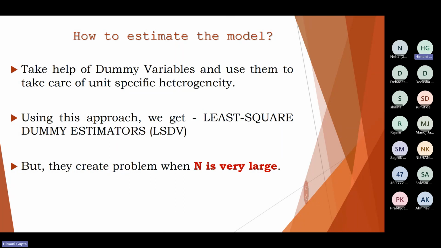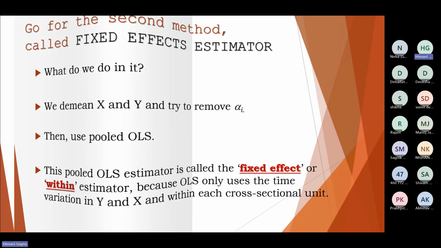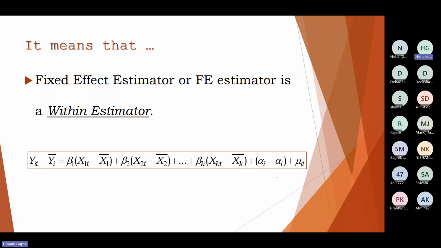So least square dummy variables: we can take the help of dummy variables, as I have already told you how to take it. But the problem is when n is very large. If you are taking n dummy variables, let's say 20 years, 30 years, 50 years, how many dummy variables are you going to create? Then you will face some problem.